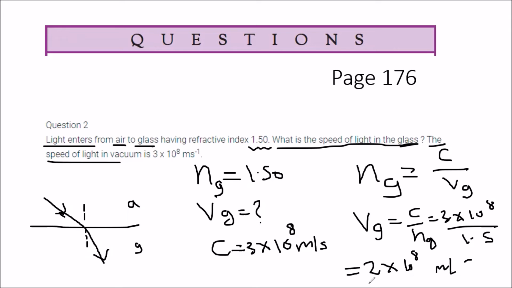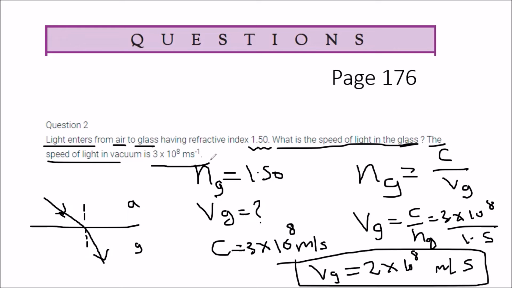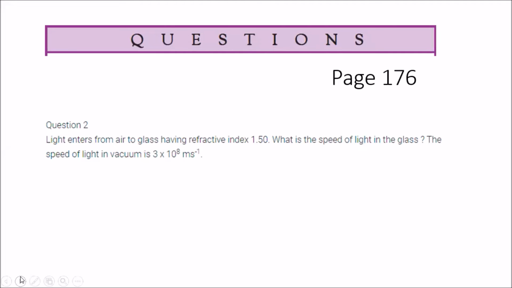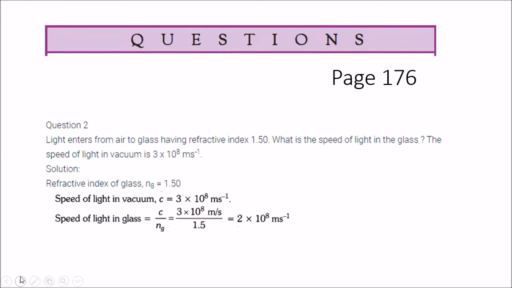So you can see here the speed of light in glass is 2 into 10 raised to 8 meter per second, and in vacuum it is 3 into 10 raised to 8 meter per second. So light is going from rarer to denser medium and it is bending. Let's also see the standard answer, which is available from several different resources. You can see the answer is 2 into 10 raised to 8 meter per second. Let's go for the next question.